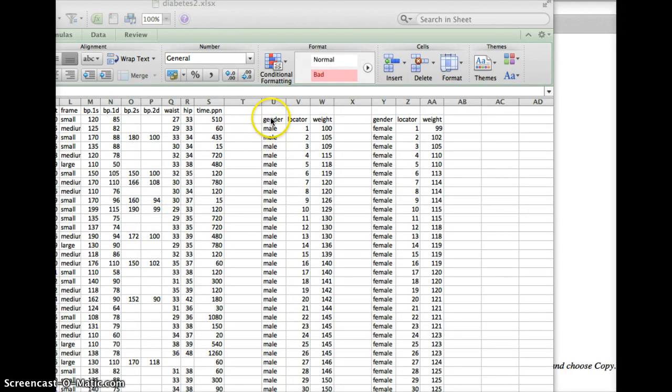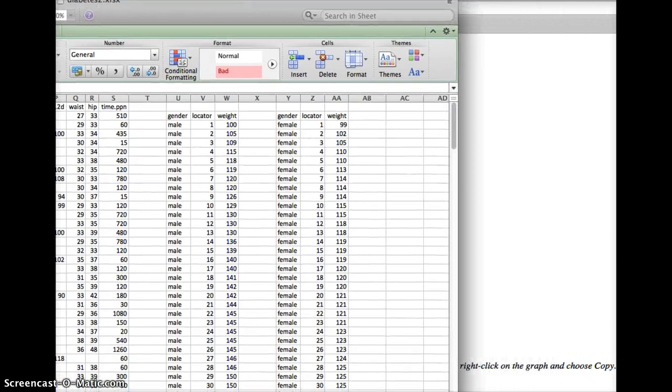I have all of the men in the first category, and I have all of the women in the second category. Where I had height before, I erased height and put a locator to tell us how many men and how many women we have. So that's probably important for us. And from this, we want to generate our 5-number summary: min, Q1, median, Q3, and maximum.